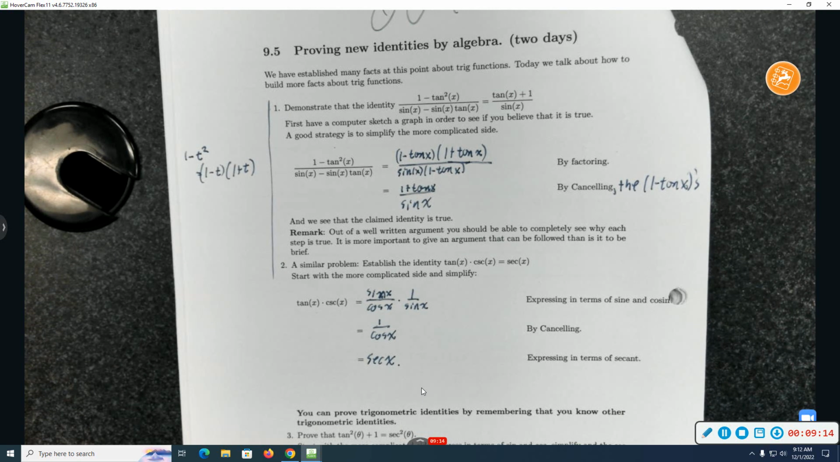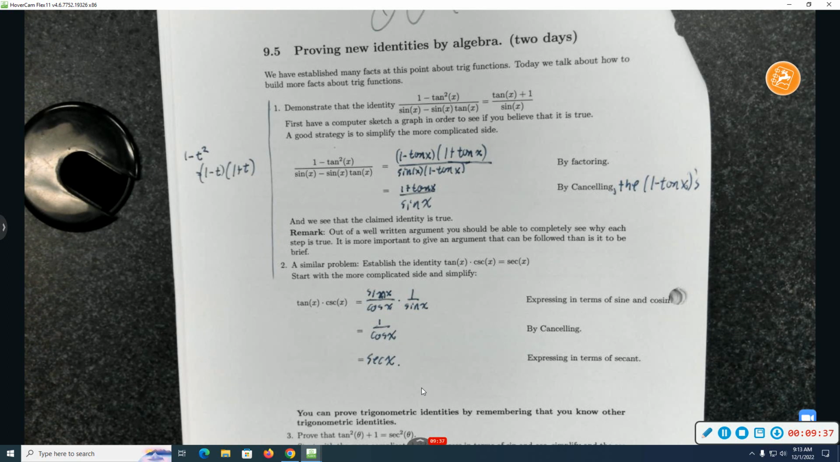The point is, you have some identities that you already know how to work with. You can rewrite any trig functions in terms of sine and cosine. That's something to remember that you have in your pocket. Any other fact that you already know about trig functions is a fact that you can use when you're proving a trigonometric identity. And we'll use one in this next one.